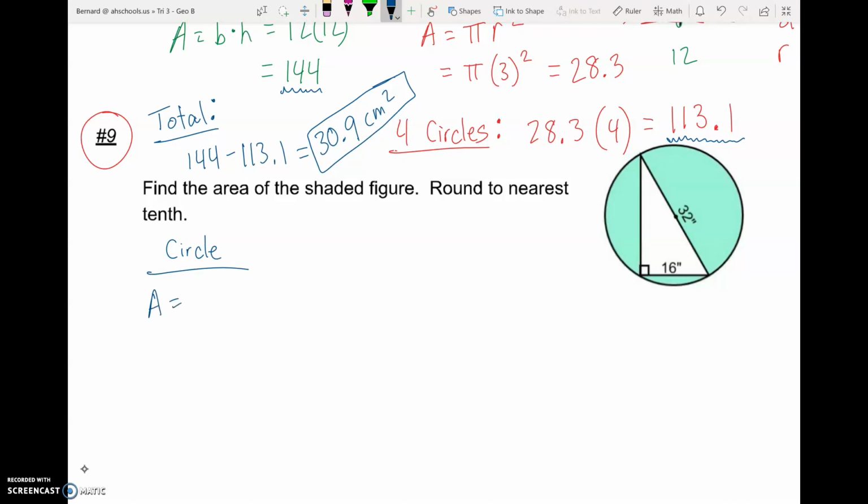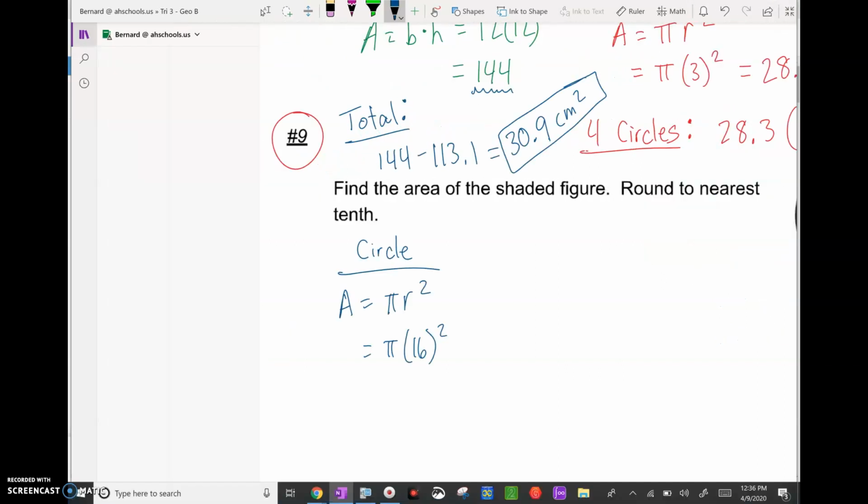Remember, area of a circle is pi r squared. And so remember, we need radius. Right now, you can see that part of our triangle is actually the diameter of our circle. And it looks like to me that the diameter is 32. So my radius is half of that, which is 16. So the area of this circle is going to be pi times 16 squared.